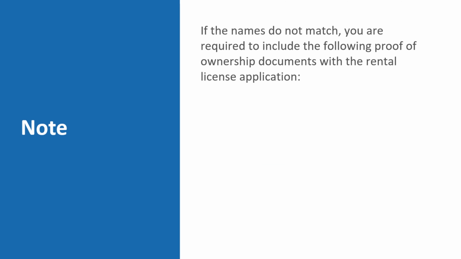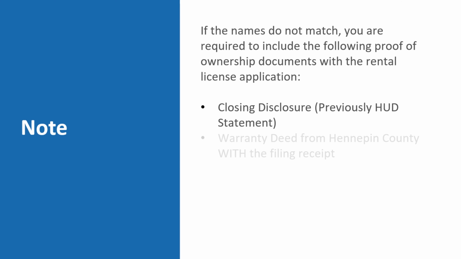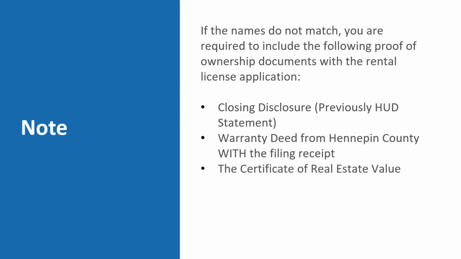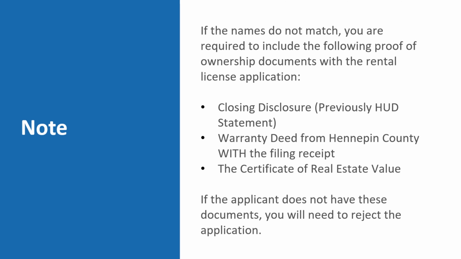If the names do not match, you are required to include the following proof of ownership documents with the rental license application: closing disclosure, previously known as the HUD statement, warranty deed from Hennepin County with the filing receipt, and the certificate of real estate value. If the applicant does not have these documents, you will need to reject the application.